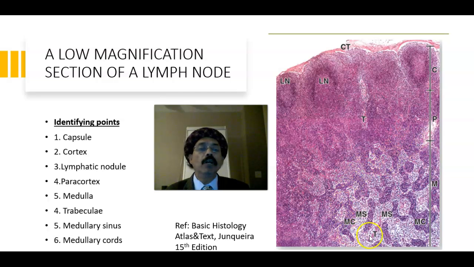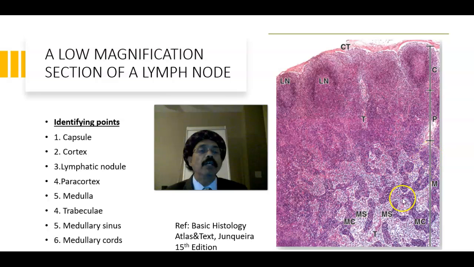This is the medulla of the lymph node, and from the connective tissue we get some trabeculae. Trabeculae go inside the cortex, and we have the subcapsular sinus underneath the capsule. We have also the trabecular sinus. That sinus will be continuous with the medullary sinuses.